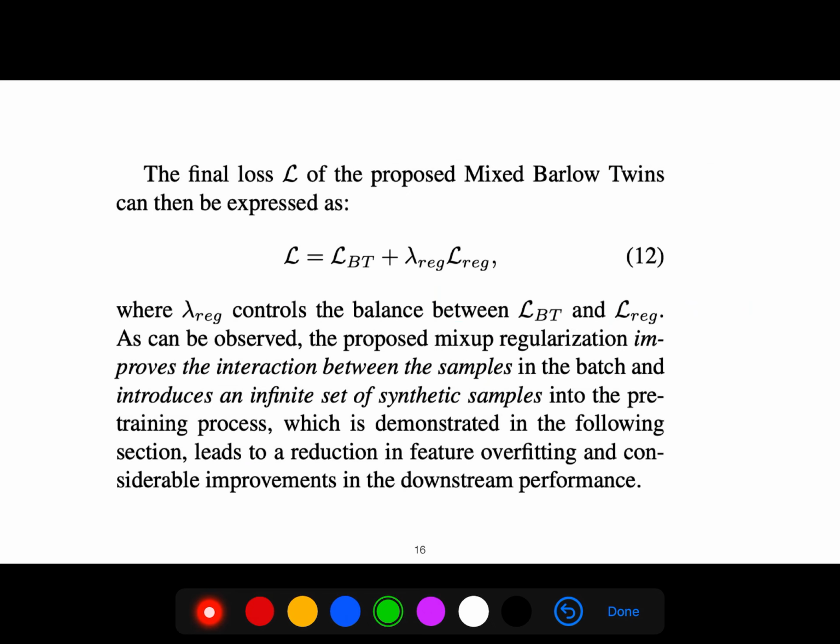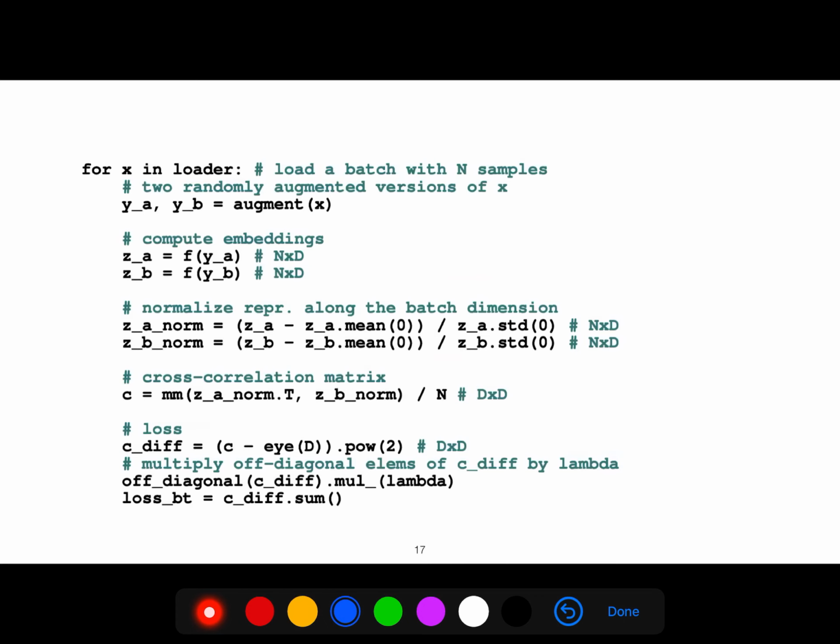And for the final loss, you just add the regularization term. Of course, this hyperparameter makes a trade-off between these two different objectives. And finally, you can easily compute embeddings after augmentation, and then you normalize along the batch dimension. Like in the previous lecture, you calculate the cross-correlation matrix like this, because it's a matrix multiplication of these two vectors, and then you have the loss, which is C minus identity to the power of 2, and then you calculate the loss.